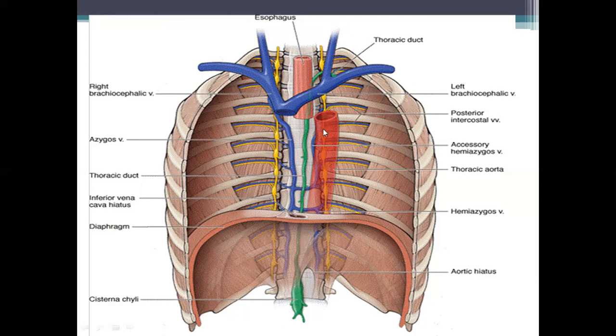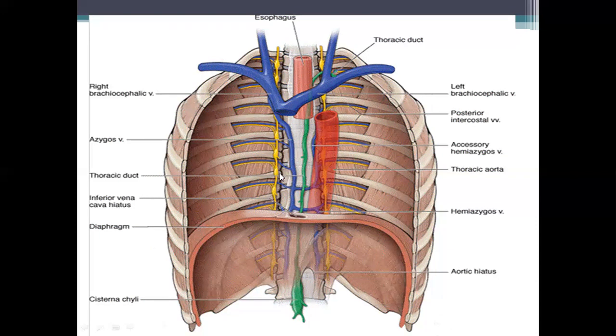As we can see here, this is the descending aorta. When it comes here, it will become the abdominal aorta. So this thoracic duct enters into the thorax via the aortic opening of the diaphragm. It then ascends in the posterior mediastinum.